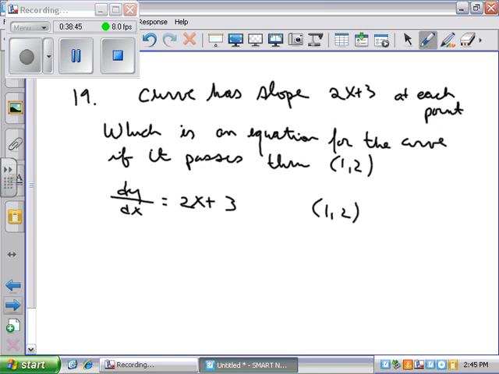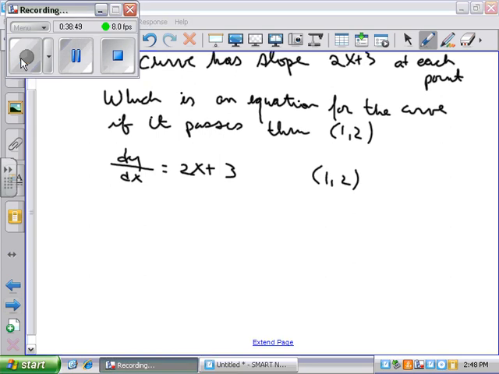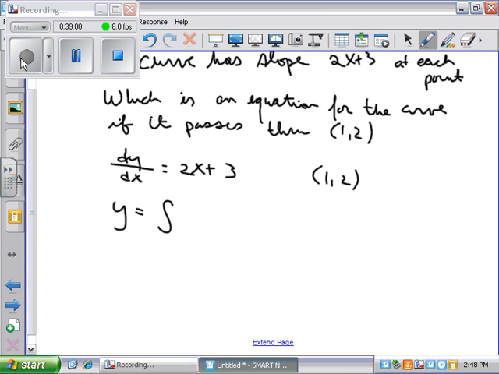Let's pause. Here's the derivative. Here's the point it goes through. How do you go from the derivative to the function? The antiderivative. So what's the antiderivative of 2x plus 3?